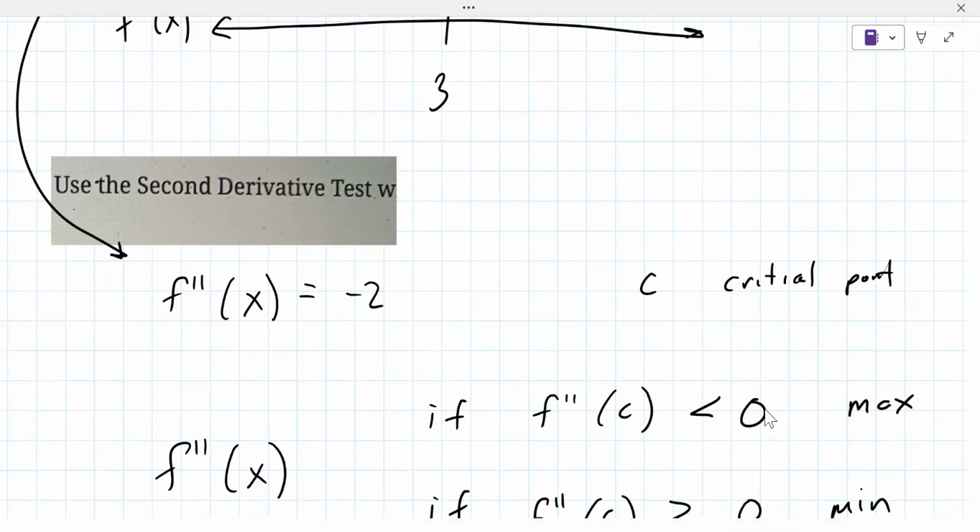Right. Okay. I don't know how the instructor on a multiple choice test can tell you, you must use the second derivative test. I wouldn't use it. Okay. Because it's more complicated. Right.